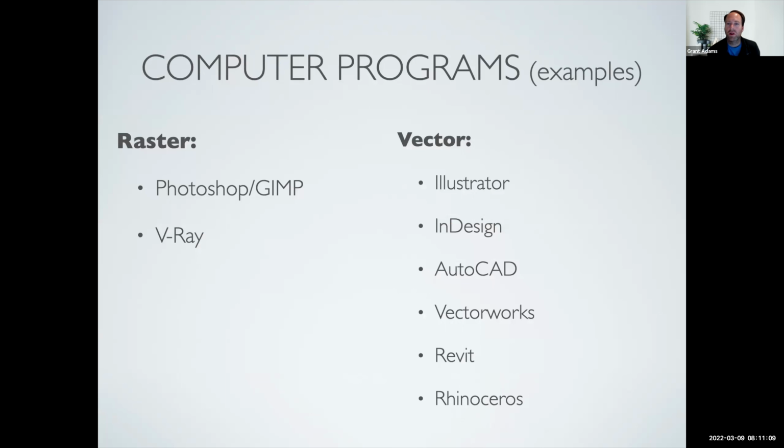So computer programs generally fall into one of these two categories, at least design programs. The raster graphics programs are things like Photoshop or V-Ray. Those of you in my 136, we've worked a lot with V-Ray already this semester, but that is a raster program. It's creating a raster graphic. Vector, on the other hand, Illustrator, InDesign, AutoCAD, Vectorworks, Revit, Rhino, all of those are programs that are defined by math, and we're creating vector graphics. So I think this early, it's just important for you to understand the difference between these two.